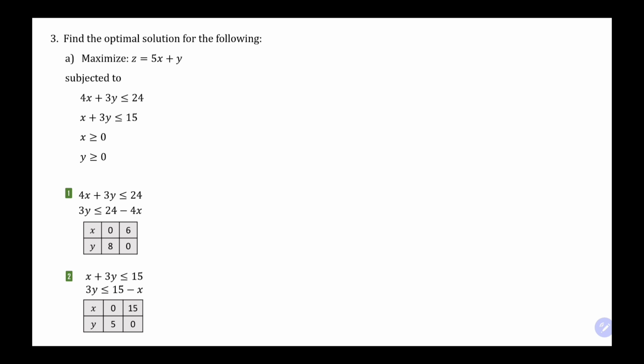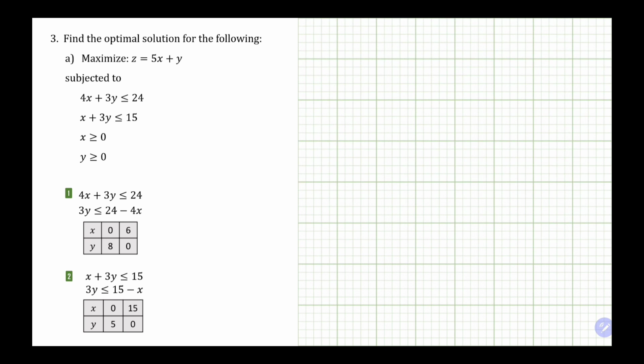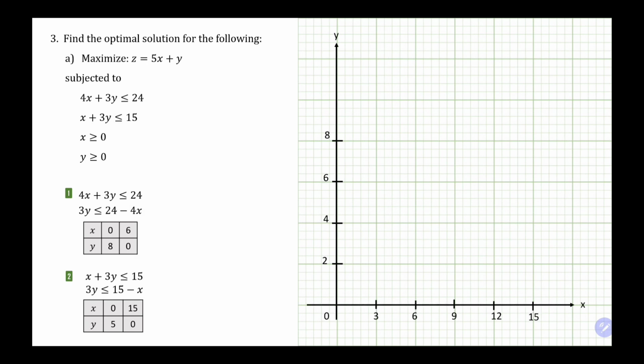Then we take out our graph paper. We put the x and y axis. First line, we have intercepts x 6 and y 8. So 6, 8. Since we use the sign less than or equal, we use a solid line. And we label the line 3y equals to 24 minus 4x.